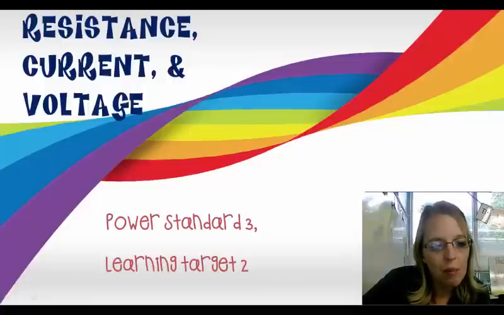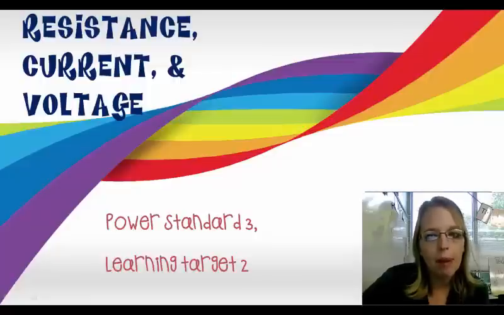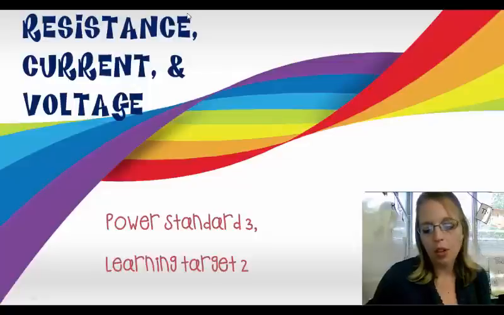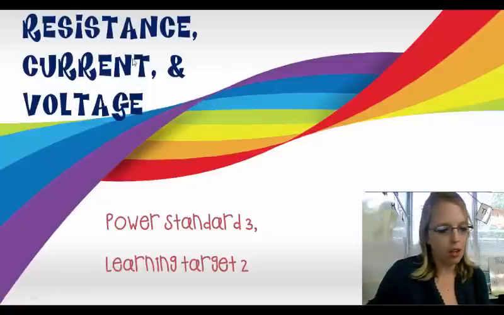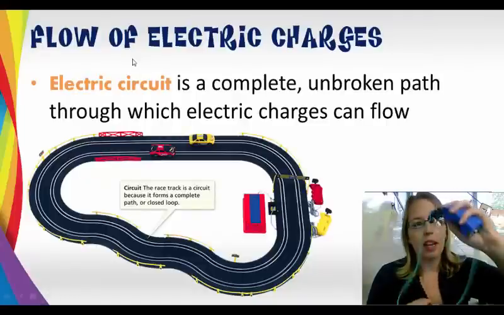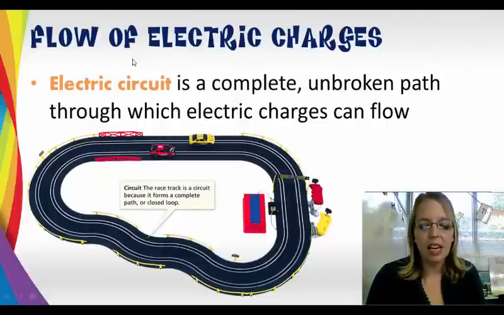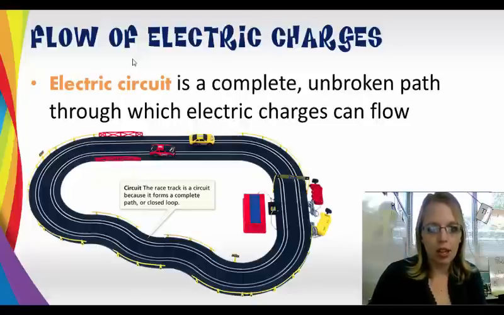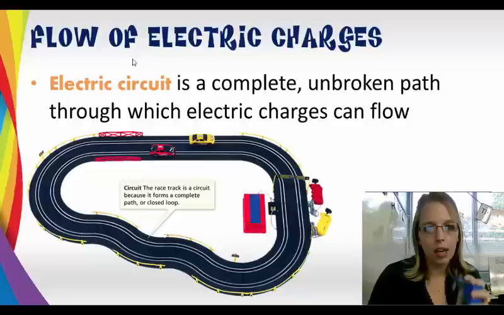But first, I want to make sure you have a definition for circuit. Circuit, C-I-R-C-U-I-T, is a complete path through which charges flow. So we can make a simple circuit here. I have a wire, a battery, and a light bulb, and I can connect it and make my light bulb light up just a teeny tiny bit. So this is a circuit. The charges are flowing through this whole entire thing.